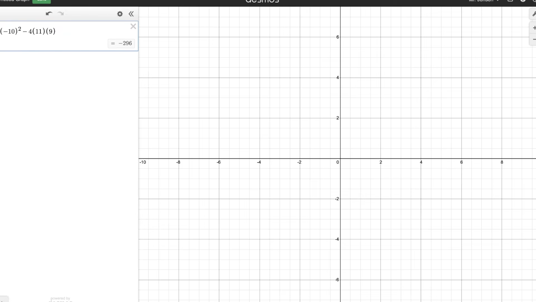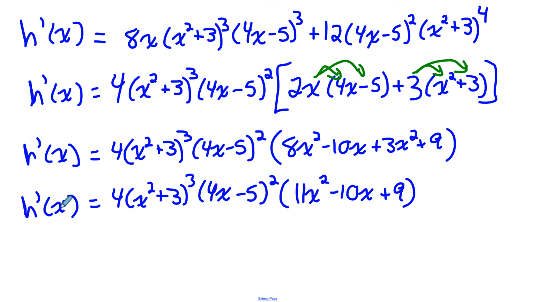All right. Notice not only is it not a perfect square number, it's negative, which means it doesn't have any roots, it doesn't have any zeros. So it's definitely not factorable. So this is my final answer.